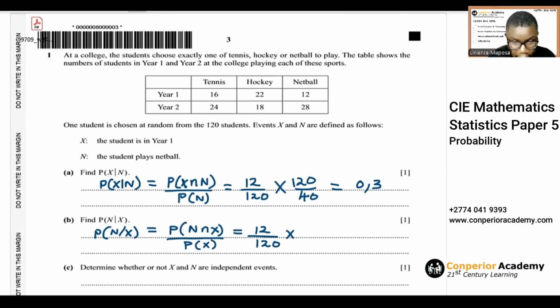The probability of X, I didn't calculate it earlier on, did I? X is that the student is in year 1. So I need to add all these numbers, 16, 22, 12. Add all those numbers to get your probability. So that's going to be 16 plus 22 plus 12. That gives you 50. And then that will be 50 over 120, but you inverse it so that you can multiply. So that's going to be 120 divided by 50. If you just plug that in your calculator, fraction button 12 over 120 multiplied by 120 over 50, that gives me 0.24. So I'll get 0.24 here as the probability.